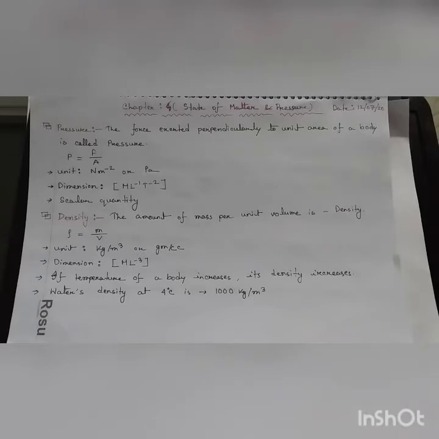The force exerted perpendicularly to unit area of a body is called its pressure, and the familiar equation for this pressure is P equals F by A, where F is force and A is area. According to our equation, the unit is Newton meter inverse 2, or the usual unit used for measuring pressure is called Pascal. Its dimension is ML inverse 1 T inverse 2.